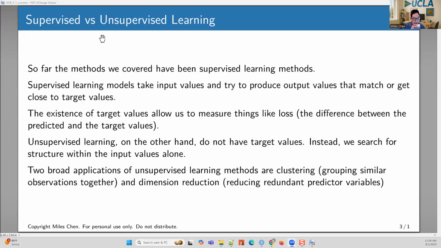Broadly speaking, two of the biggest applications are clustering, which is trying to put similar observations together, and then dimension reduction, which is reducing the number of dimensions, or handling any redundant predictor variables. We'll take a look at both of them. Today we'll look at clustering, and in our next lecture we'll look at dimension reduction through principal components analysis.